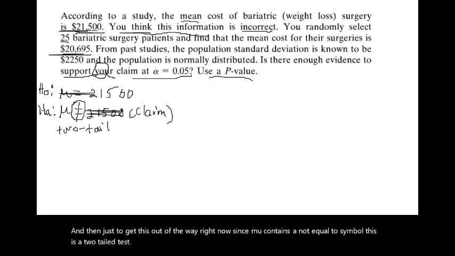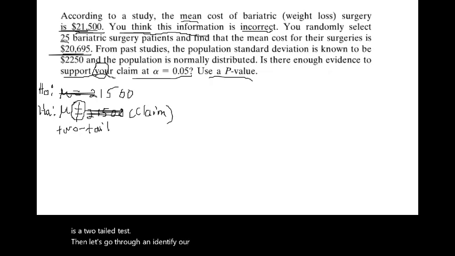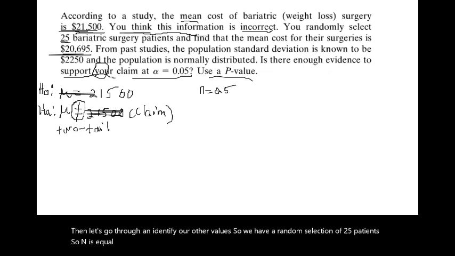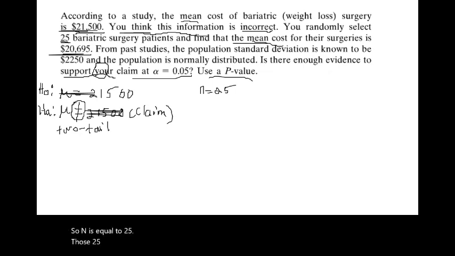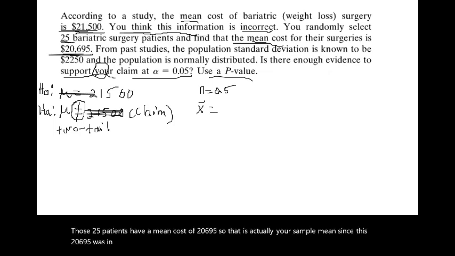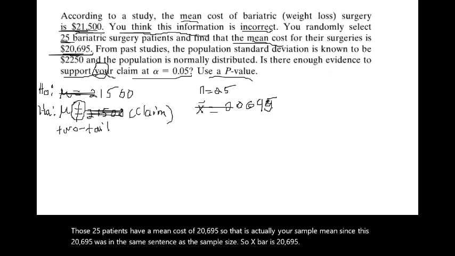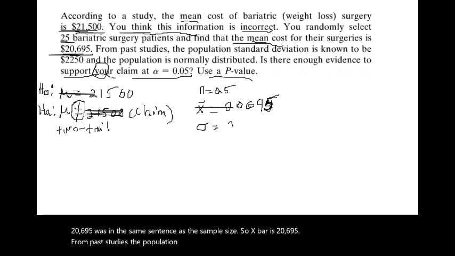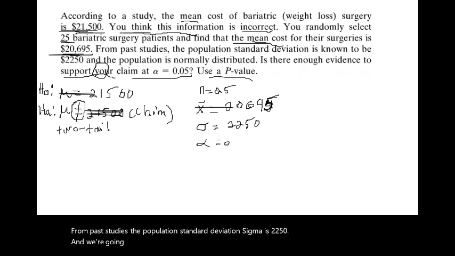And let's go through and identify our other values. So we have a random selection of 25 patients, so n is equal to 25. Those 25 patients have a mean cost of $20,695. So that is actually your sample mean, since this $20,695 was in the same sentence as the sample size. So X bar is $20,695. From past studies, the population standard deviation sigma is 2250. And we're going to test this at alpha equals 0.05.